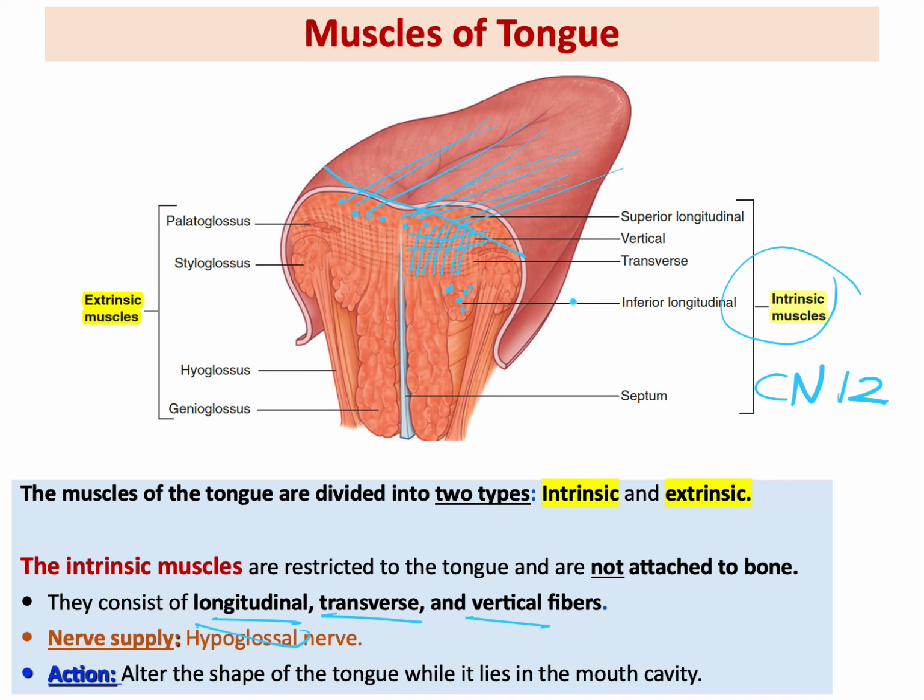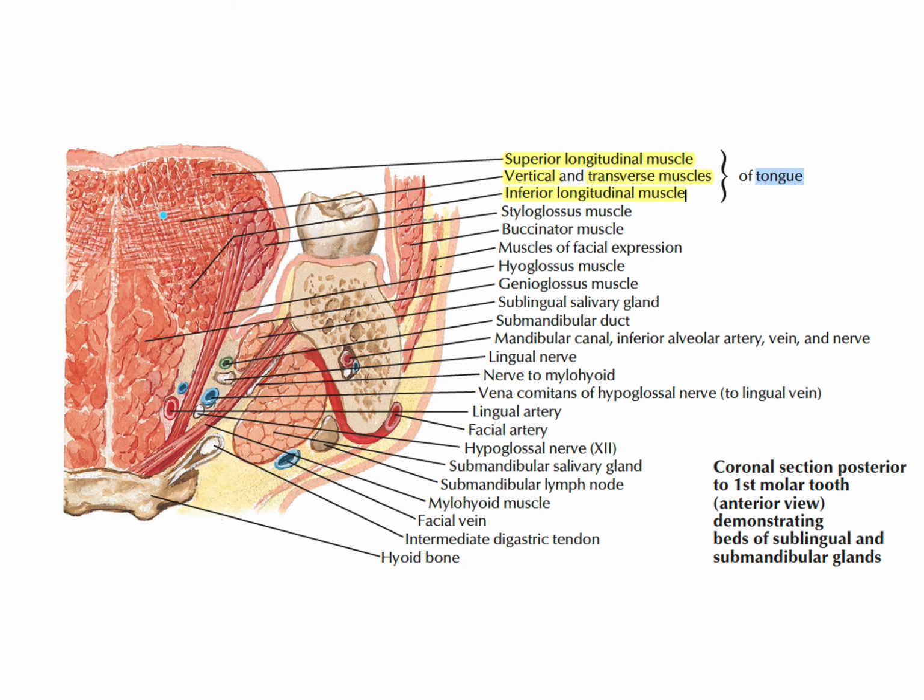So changing the shape of the tongue, sorry, is the responsibility of the intrinsic muscles. Okay, let me show you here again. This is a coronal section of the tongue. This is the superior longitudinal, inferior longitudinal, transverse, and vertical. Look at this fiber here and the fiber in that way. So vertical and transverse fibers. Okay.